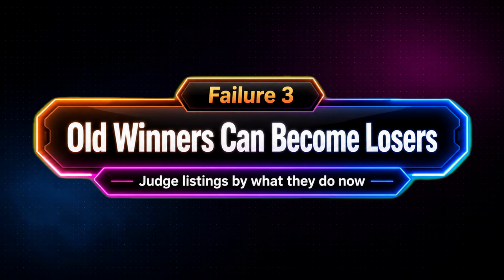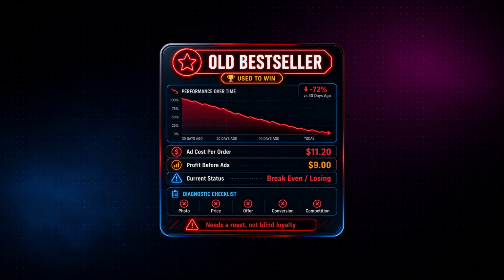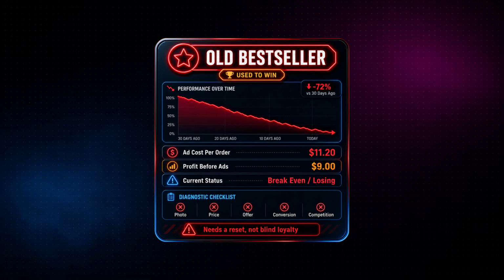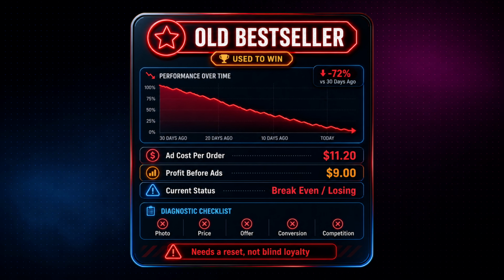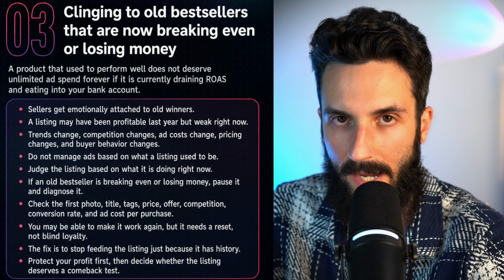Number 3 is a big one because I deal with this with students a lot. And it's a tough one. It's a tough pill to swallow. So get ready. Clinging to old bestsellers that are now breaking even or losing money. A product that used to perform well does not deserve unlimited ad spend forever if it's currently draining ROAS and eating into your bank account.